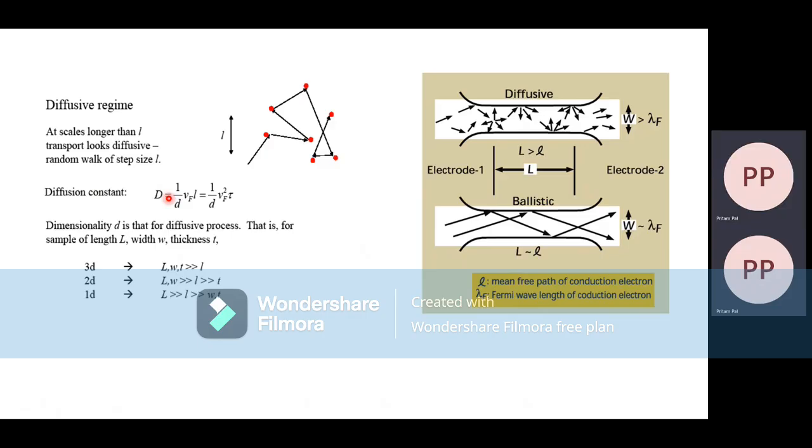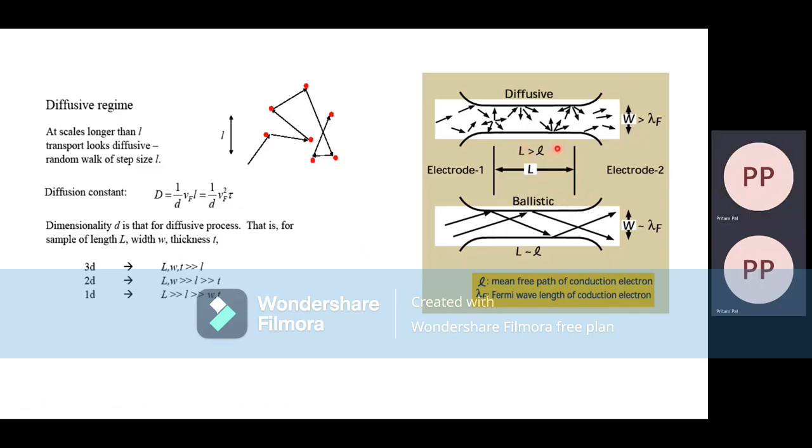The diffusion constant is 1 over d times Vf square times tau. So d is the dimensionality for the diffusive process. So that is for a simple sample of length L, width W and thickness T. This you can see how the width and length are there compared to the mean free path. Okay.